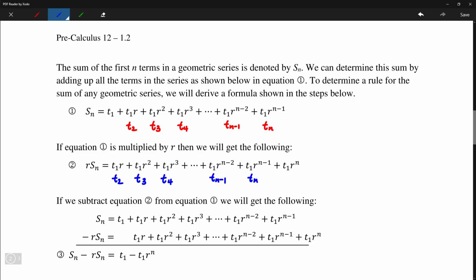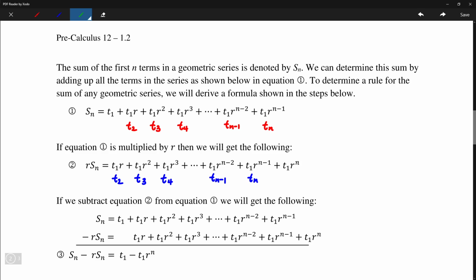Okay, so if we take Sn and subtract r times Sn, as we do in the third step, subtracting equations 1 and 2, notice that these terms here, t2, t3, and so forth, they all disappear.